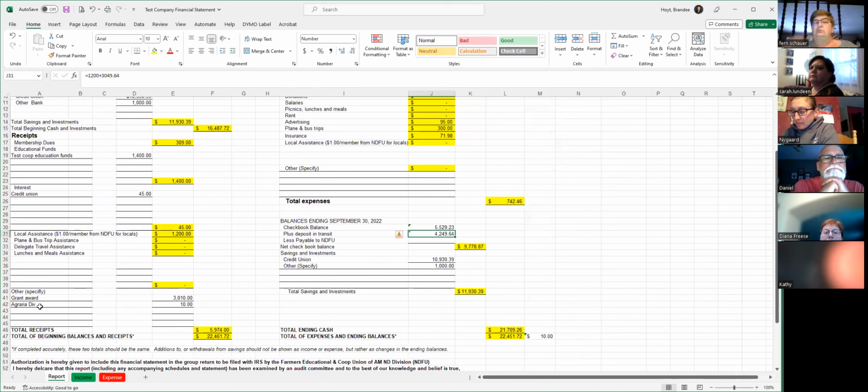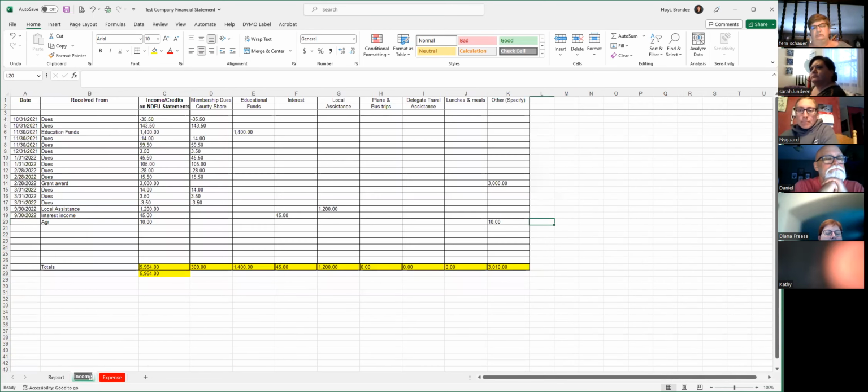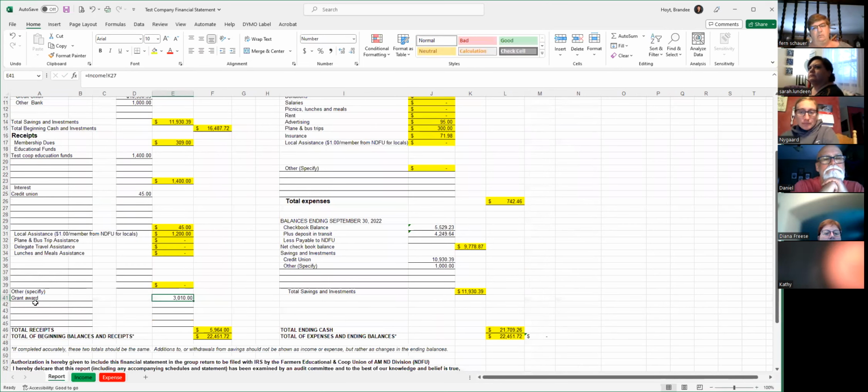So then you see, if I get rid of this, it says grant award. This is a totaling cell here. All it's doing is pulling over your information from the other income tab. So if you wanted to separate it out, you sure could, or just put grant award and Agraria dividend.